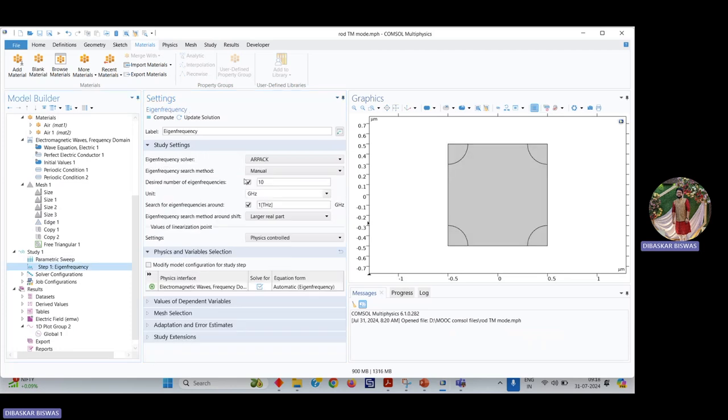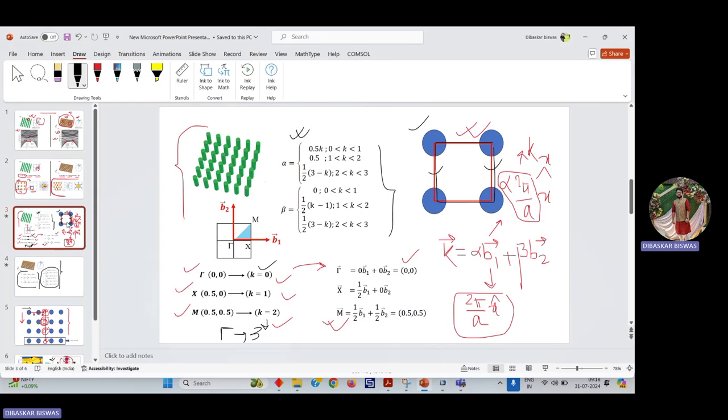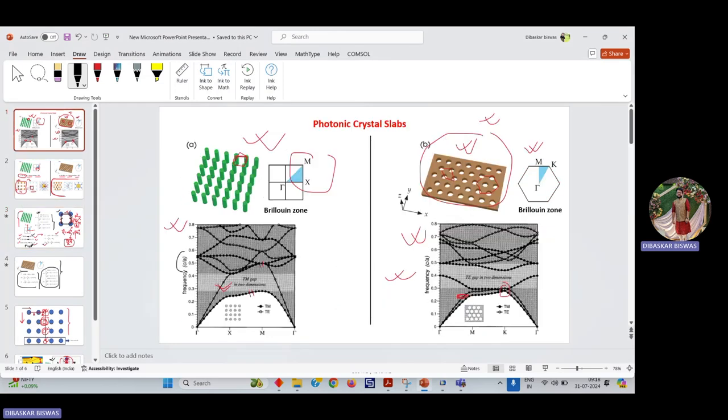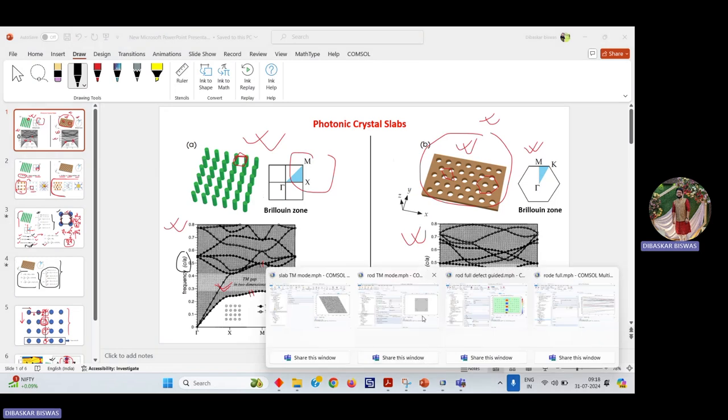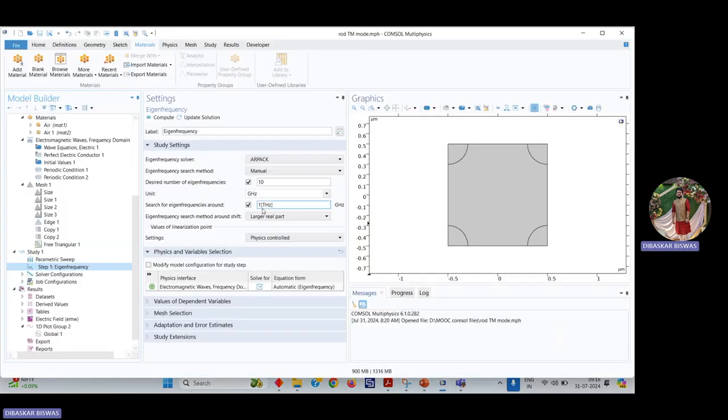Then for eigenfrequency, you take 10 or maybe less than that. Then you search for eigenfrequencies around 1 terahertz, and you keep it as larger real part. 1 terahertz, because if you see the Venn diagram, the frequency is in terms of c by a. So a is your 1 micrometer, that is 10 to the power minus 6, and c is 10 to the power 8. So the value of frequency is of the order of 10 to the power 14, that is hundreds of terahertz. That's why we are searching for eigenfrequencies, and typically we take it as 1 terahertz.